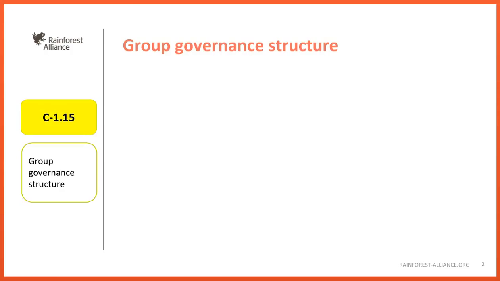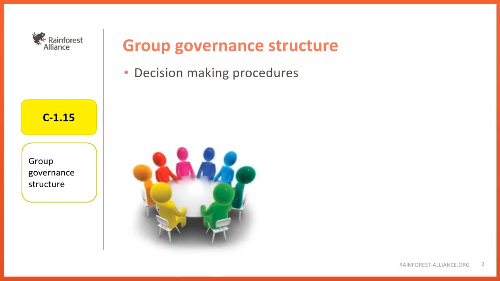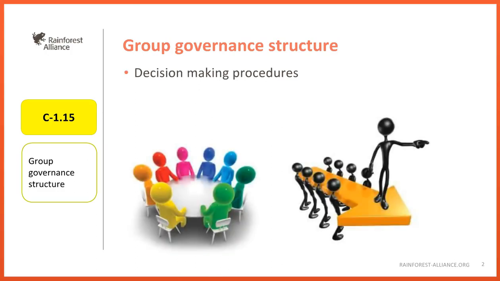How is your group organized? You need to write down a governance structure of the group. A governance structure includes the following: decision-making procedures. How are important decisions taken in your group? Are they taken in a democratic manner, or is the president deciding everything on his or her own?